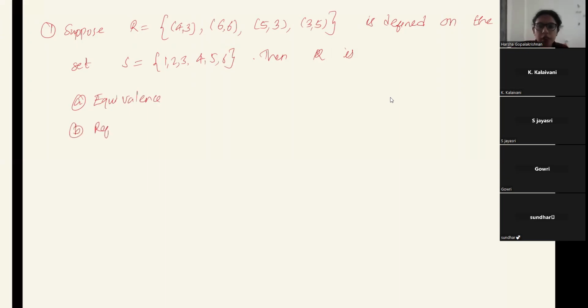So we have the set S = {1, 2, 3, 4, 5, 6}, and you can see how the relation R is defined. R is defined in such a way that 4 is related to 3, 6 is related to 6, 5 is related to 3, and 3 is related to 5. First of all, we will check whether it is reflexive or not. Can anyone say whether it is reflexive or not?